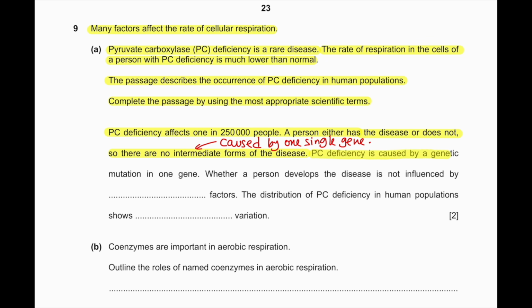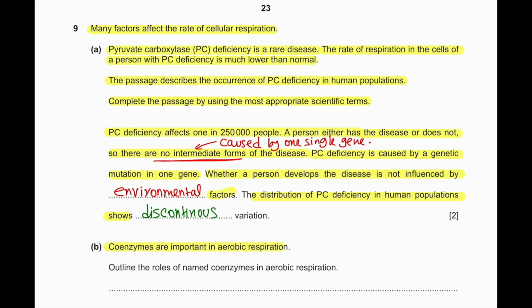PC deficiency is caused by a genetic mutation in one gene. Whether a person develops the disease is not influenced by environmental factors because it is caused by one single gene. So the word should be environmental. The distribution of PC deficiency in human population shows, since we can see there are no intermediates, and no intermediate means that this is a discontinuous variation.